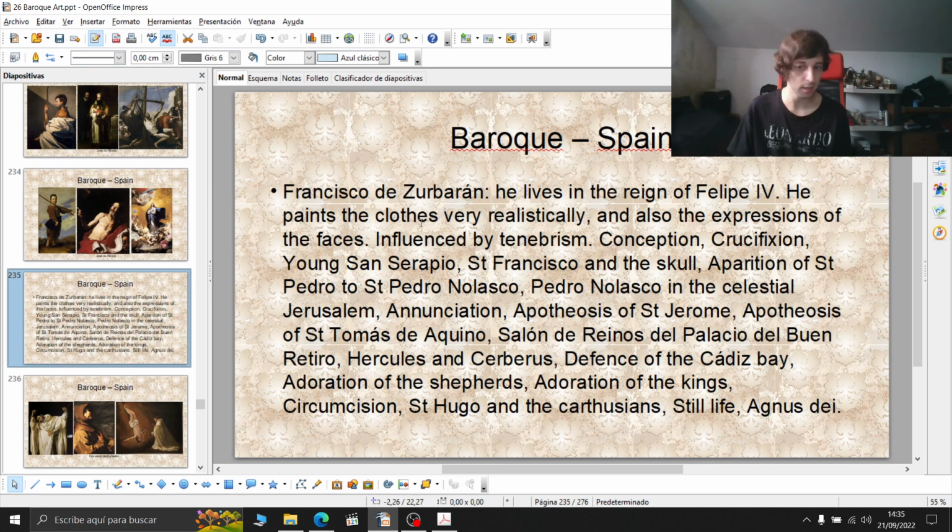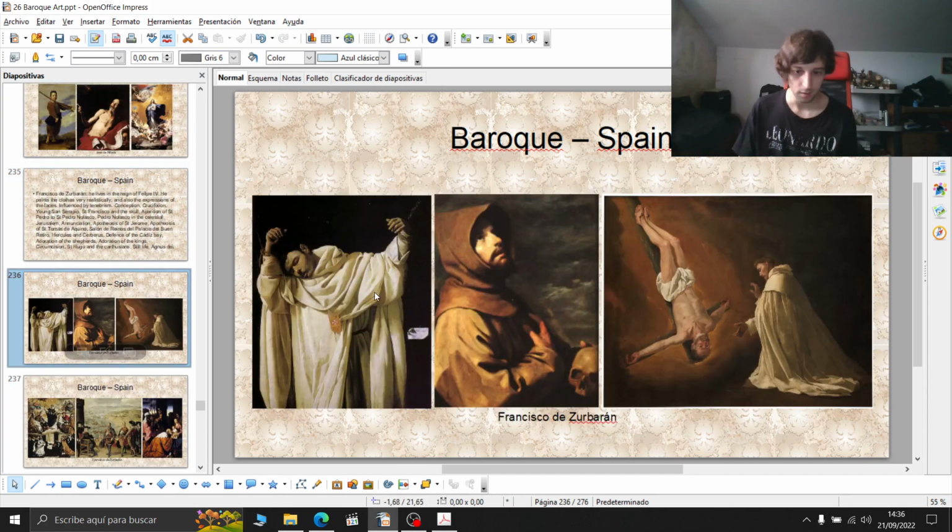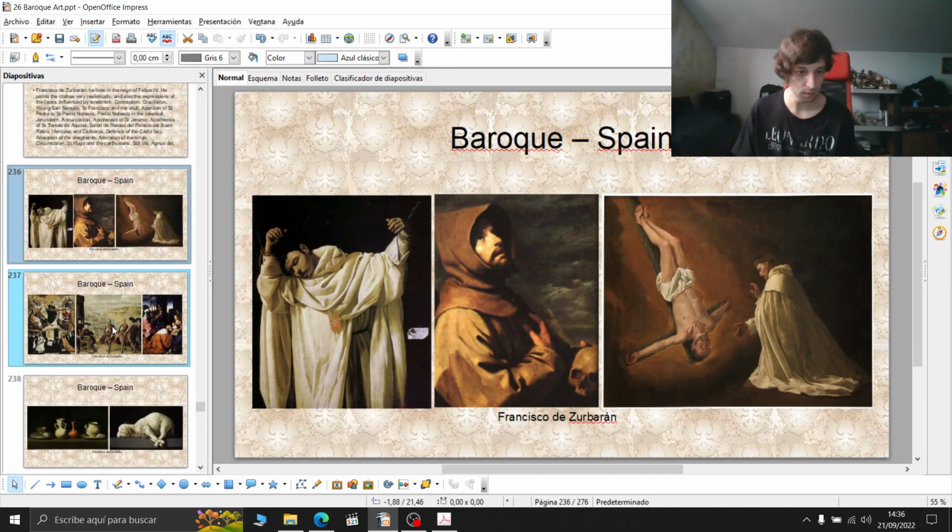Francisco de Zurbarán, he lived in the reign of Felipe IV. He paints the clothes very realistically and also the expressions of the faces, influenced by Tenebrism. Here, Francisco de Zurbarán.